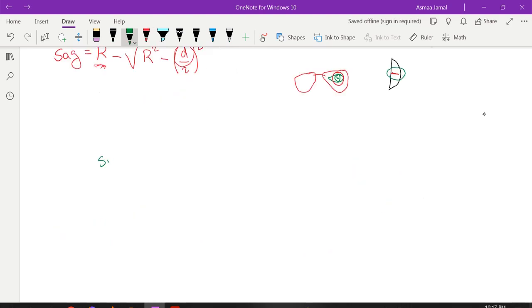So we have surface power, refractive index, and the curvature.